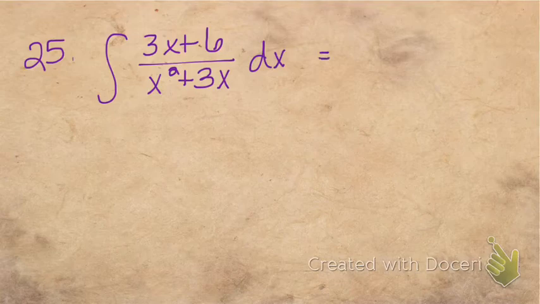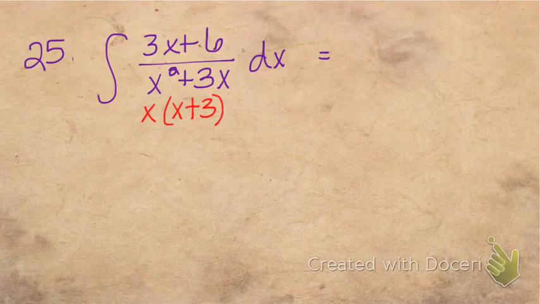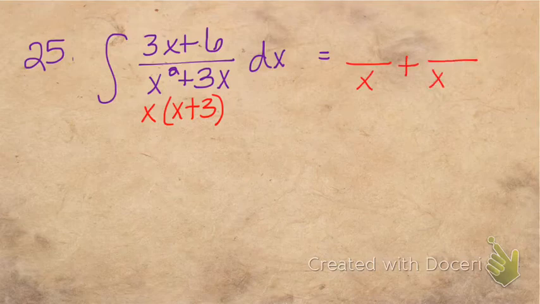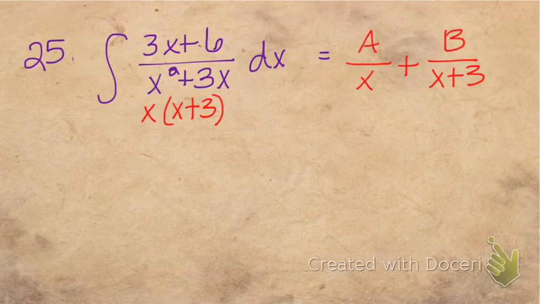So first thing you do is you factor the bottom. That's x times x plus 3. And then you say, oh, well, something over x plus something over x plus 3 equals this equation. And that's where you just put your a and your b.